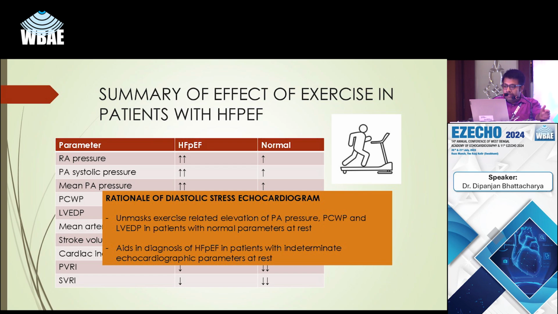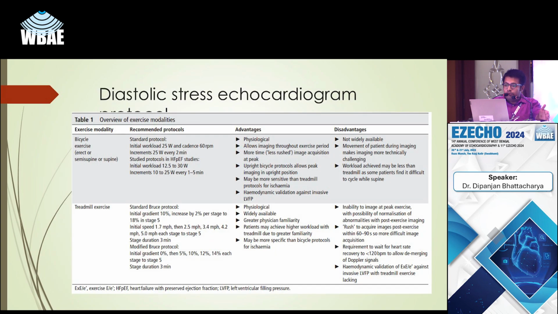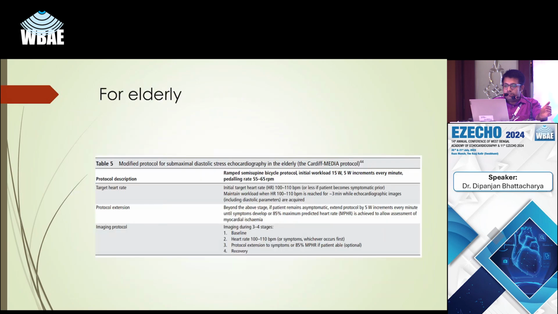And they again did a cardiac cath at rest and post exercise, and they found that although at baseline there was not a significant difference in the wedge pressure and the PA systolic pressure, the SVRI was significantly elevated in those with HFpEF, and at peak exercise these differences were much more augmented. So it just unmasked the differences which were not there at baseline. And this is again the graph which showed how the parameters change on exercise and the difference gets augmented.